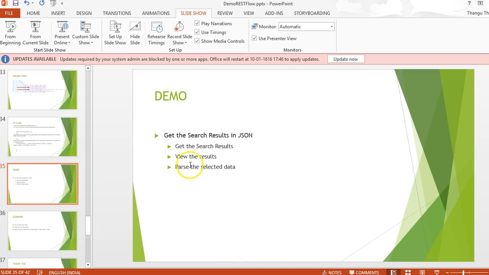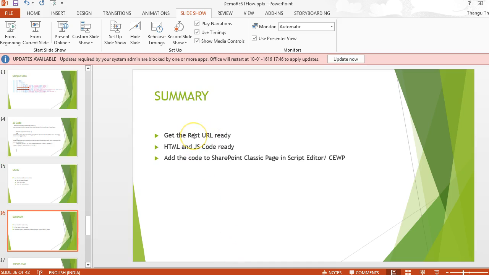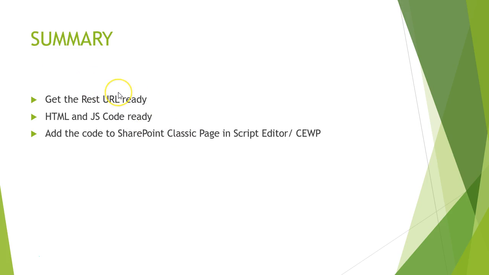As a quick summary, we learned how to get the REST API working on a SharePoint Classic page. We get the REST URL ready, be that search or list or users. Then get the HTML and JavaScript code ready. Then add the code to the SharePoint Classic page either using script editor or content editor web part. This can be a quick jumpstart to writing complex applications using SharePoint add-in or provider hosted or SharePoint Framework apps. But this is very useful when you don't have a reusable application but a specific application for a specific page, and it is very quick also.